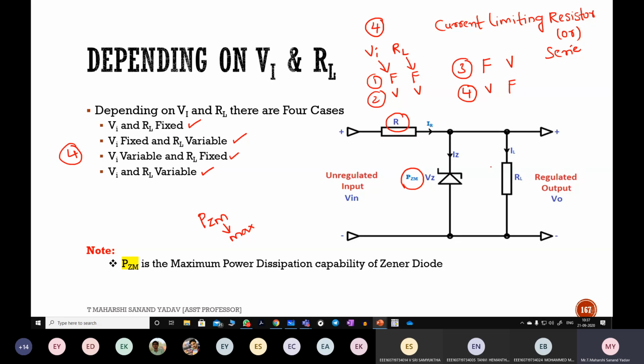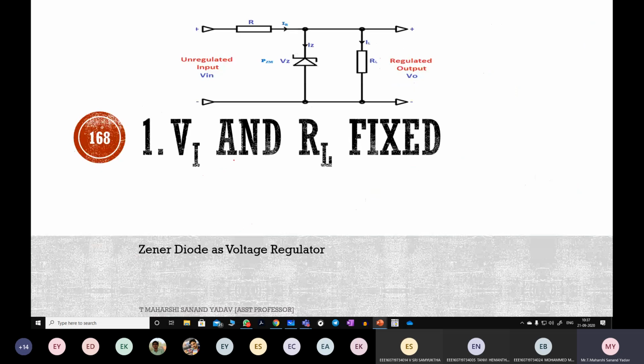This is the Zener diode, and this is the load RL. Using these parameters, we shall analyze the input as well as RL. We shall see each and every case in detail. See, first case number 1. When input Vi and load RL are both fixed, we need to analyze the circuit.